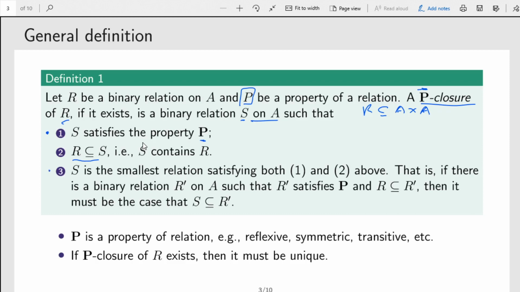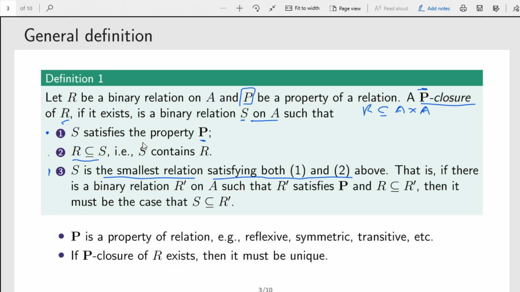And finally, the third one: the P closure of R must be the smallest relation that satisfies both conditions 1 and 2 above. That is, if there is another binary relation R prime on A such that R prime satisfies P and R is contained by R prime, then it must be the case that the P closure is also contained by R prime. So the P closure is the smallest relation that satisfies the property P and contains the original R.